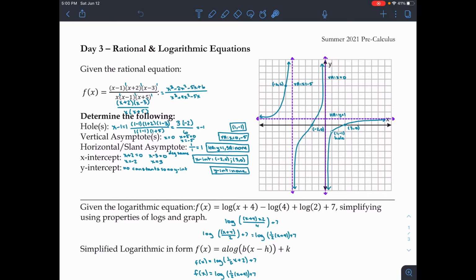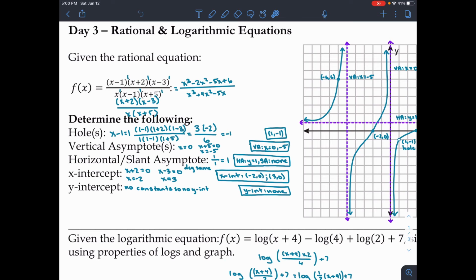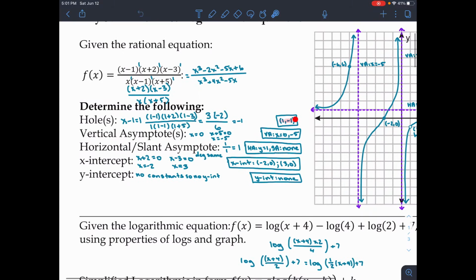1. That would be the x coordinate for our hole, and then we take that 1 as the x and put it back into the function. So everything x we see here would be replaced by positive 1. When we solve that equation, we get 3 times negative 2 over 6, which is equal to negative 1. That would be our y coordinate, so our hole is at (1, negative 1). That's our coordinate.